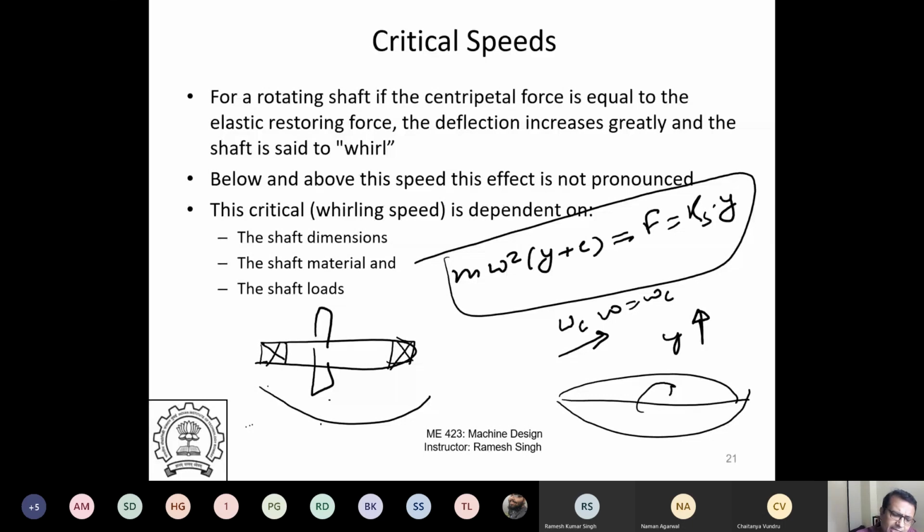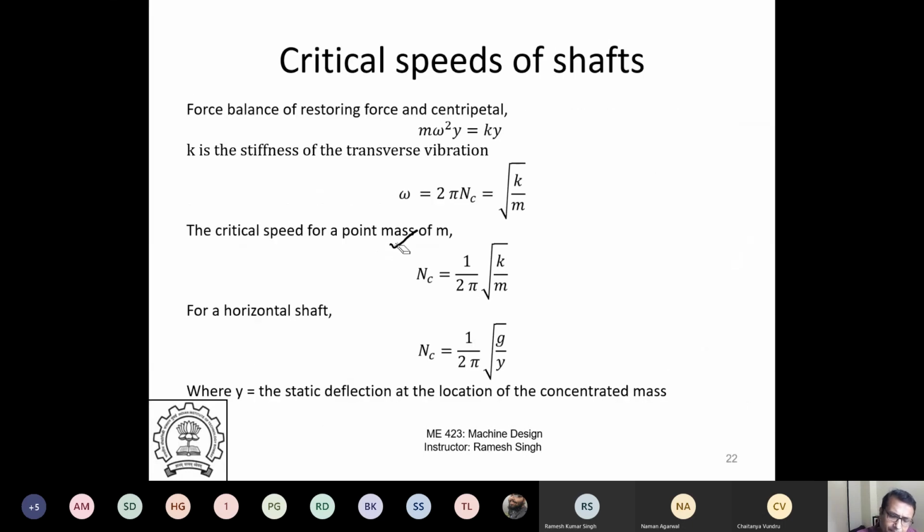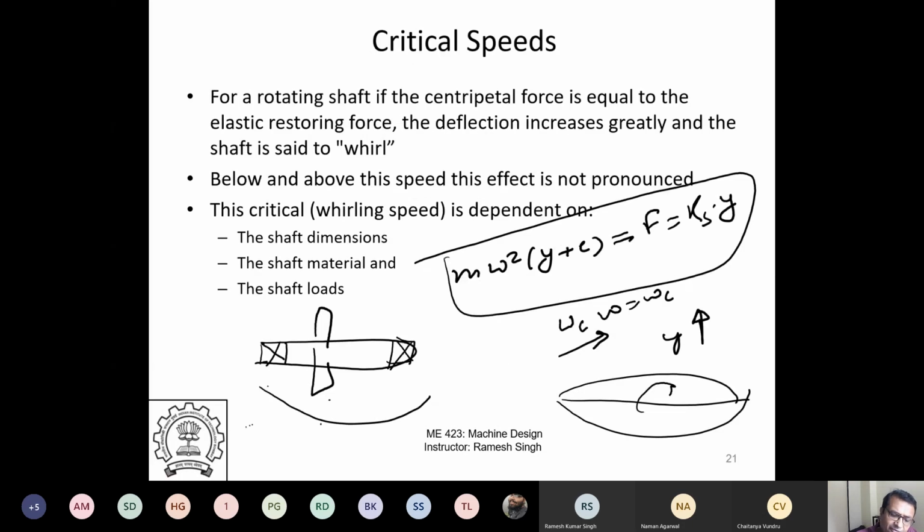So critical whirling speed is actually a function of shaft dimensions. Sorry, let me take this back. Shaft dimensions, the shaft material, right? Because E, so say length, E, and shaft loads, M, which is the mass mounted. So all these things will have an effect in determining what kind of critical speeds you would get. And of course, the configuration where the load is loaded, right? Whether it is at the center or off center. So all these conditions will govern what kind of whirling speed or critical speed you will get.